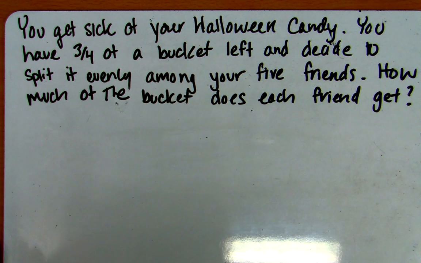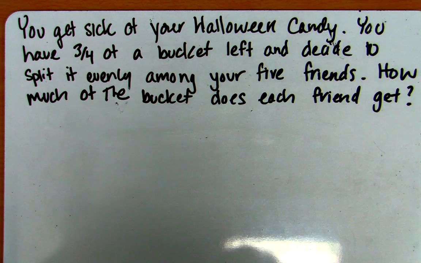Today we're going to be talking about a fraction divided by a whole number. So far we've done whole number divided by fraction and fraction divided by fraction, but now we're going to look at what happens when you have a fractional part of something, so something less than one whole, and you split that amongst a whole number of groups.